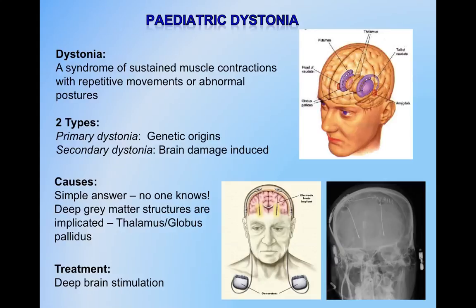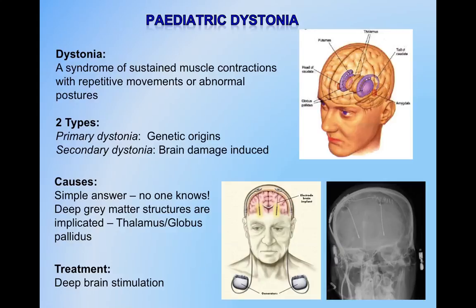There are two types. There's primary dystonia, which effectively has some genetic origin, and then there's secondary dystonia where the patient might have had brain damage, and typically it's at a really young age. They may have had some hypoxic event, like the umbilical cord caught around their neck or something like that, and that's caused damage to a vital part of their motor network in their brain. No one really knows exactly what the causes of it are.